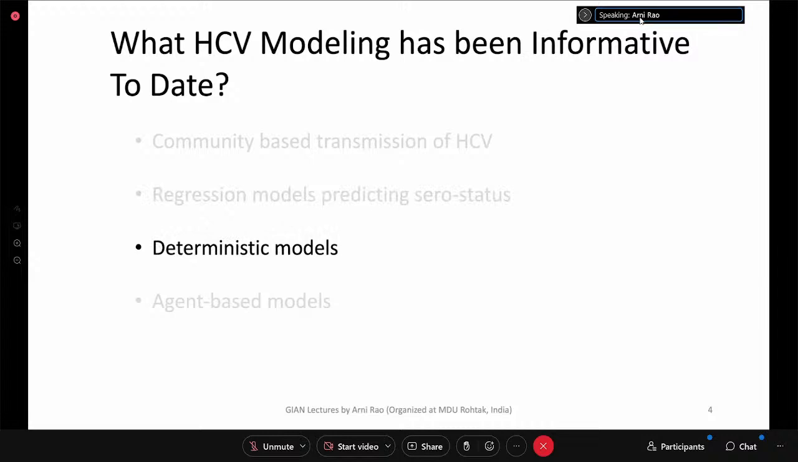Then there are the deterministic models, as we saw, the mathematical models. That kind of model you saw for HIV, and these models are dynamic in nature. And then there are also agent-based models, which some of you asked about. So broadly, various modeling groups worldwide have worked on these four types of models: community-based transmissions, regression models, deterministic models, and agent-based models.